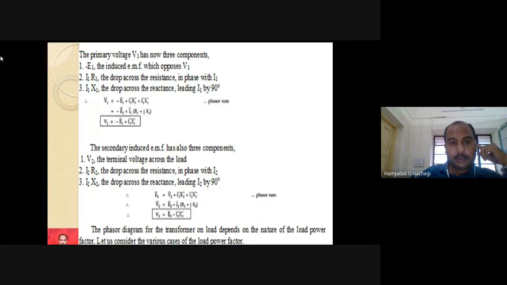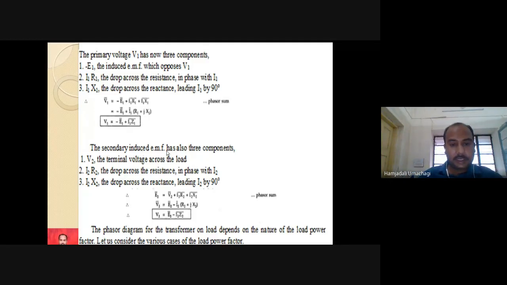So your primary side voltage V1 has three components: minus E1, I1 R1, I1 X1. So V1 is equal to I1 R1 plus I1 X1 minus E1. Current I1 is common here. So I1 into R1 plus X1. What is the combination of R and X? R and X is nothing but impedance. So V1 is equal to minus E1 plus I1 Z1. So R and X, if I take the resultant, it will be the impedance.